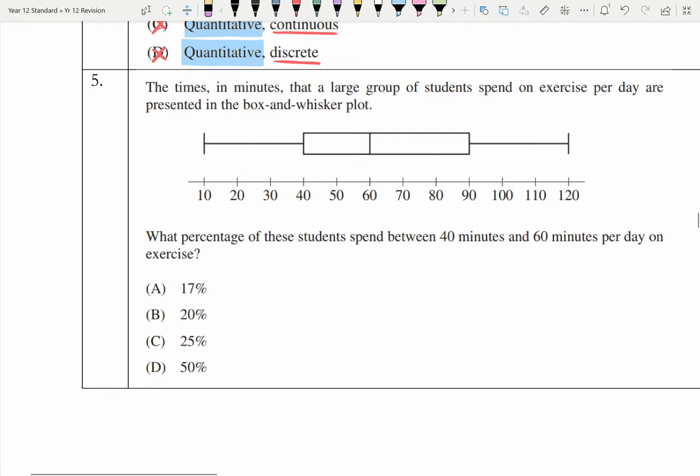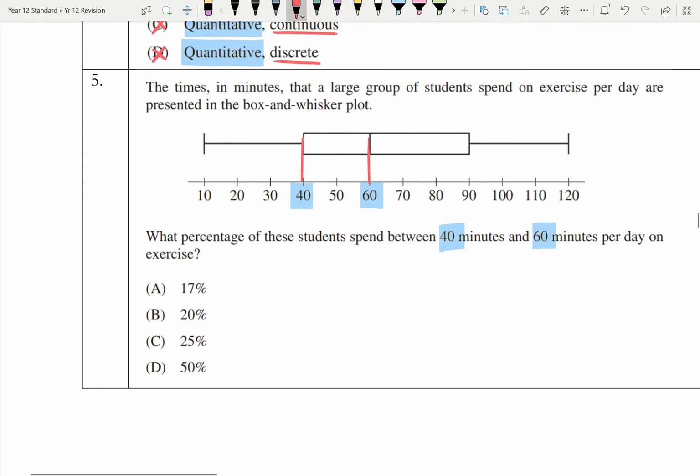So in this case, we're looking at what percentage, so our answer is going to be a percentage, of these students spend between 40 and 60 minutes per day on exercise. So we've got those numbers 40 and 60. Let's go straight to our graph and highlight 40 and 60. And it's pretty convenient. You can see that it matches up really well with these two lines here.